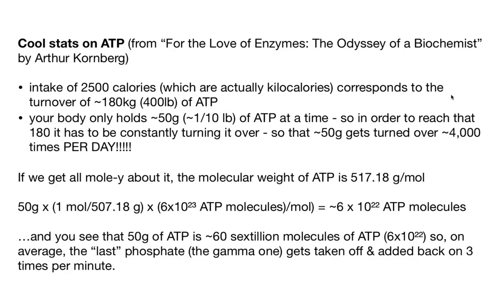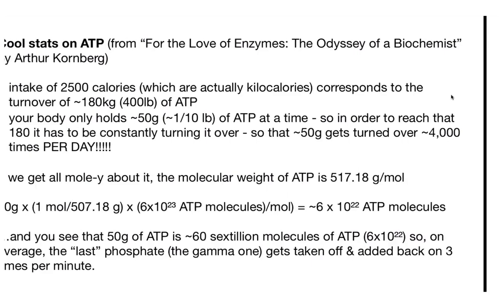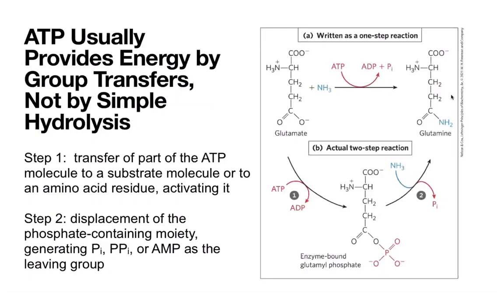On average, the last phosphate, the gamma one, gets taken off and added back on 3 times per minute. So we were talking about ATP hydrolysis: taking ATP and adding water, and voila, we get ADP and inorganic phosphate. But typically that's not what happens. Instead, the phosphate is transferred in a series of steps, rather than just getting hydrolyzed.